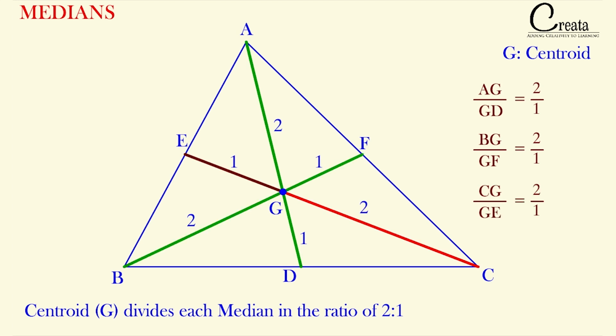A common mistake: the ratio 2:1 is generally interchanged as 1:2. This is the common mistake. The remembering technique is that the number 2 will lie with the vertex. Here 2 is with the vertex A and here 2 is with the vertex B and here 2 is with the vertex C. This is the remembering technique to avoid any confusion.